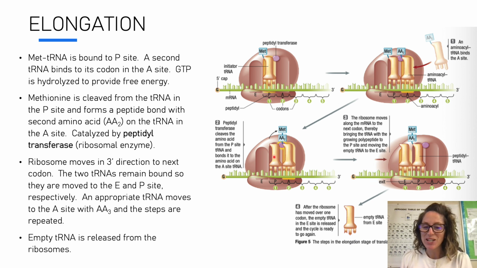And what was in the P site will now be in the E site, and what was in the A site will then be in the P site. So we have the empty tRNA in the E site, and that will then leave. We have the growing polypeptide now in the P site, and this A site is ready for the next amino acid to come in.